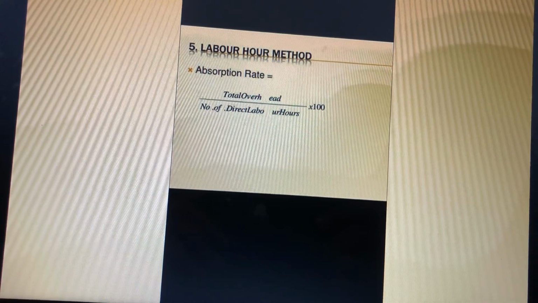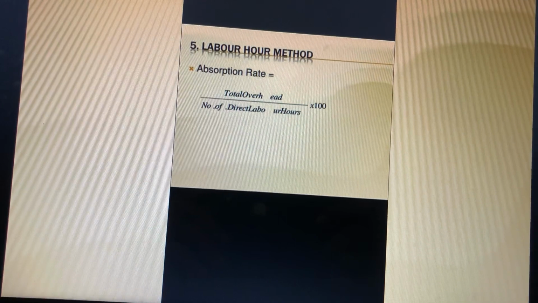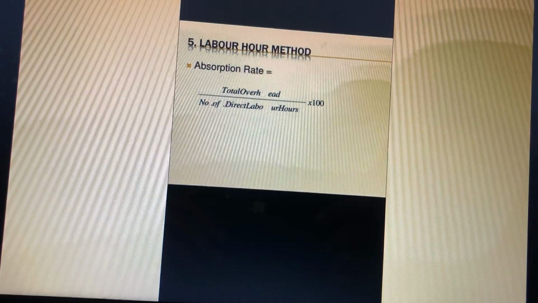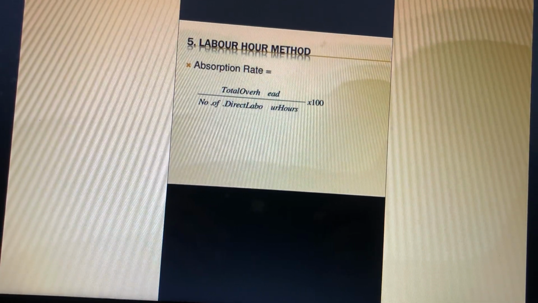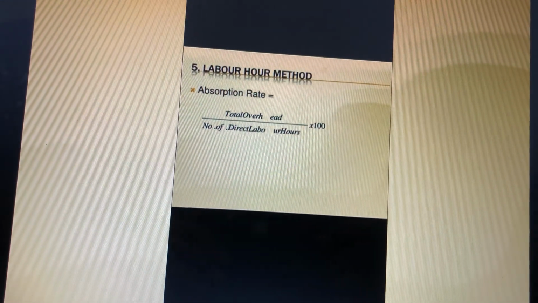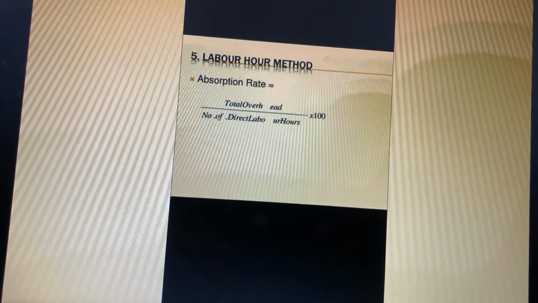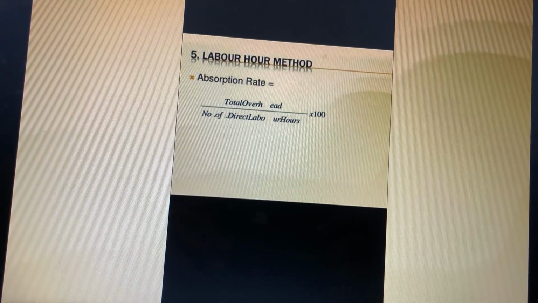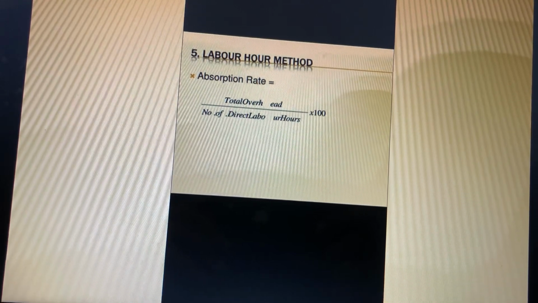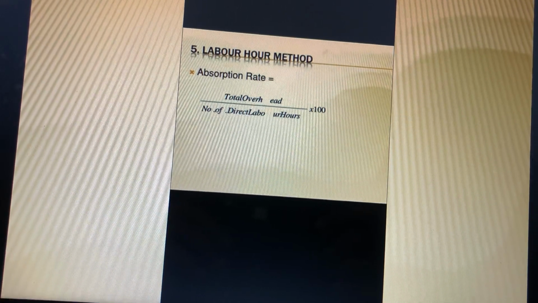Next is the direct labor or production hour method. This rate is obtained by dividing the overhead expenses by the aggregate of the production hours of the direct workers. The formula is the total overhead divided by the number of direct labor hours multiplied by 100. This rate is suitable where labor constitutes a major factor of production, or it is desired to take into consideration the time factor, and the rate may not be affected by the method of wage payment or the grade or the rate of worker.